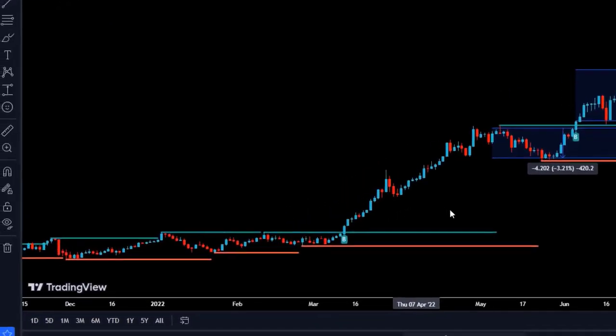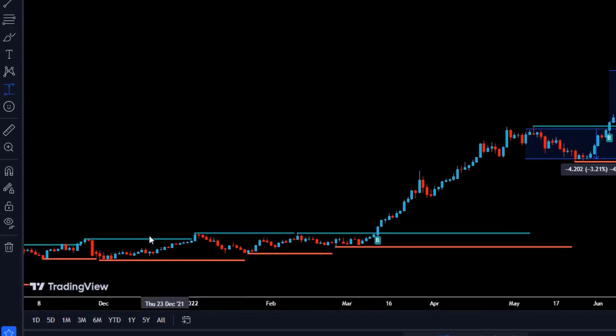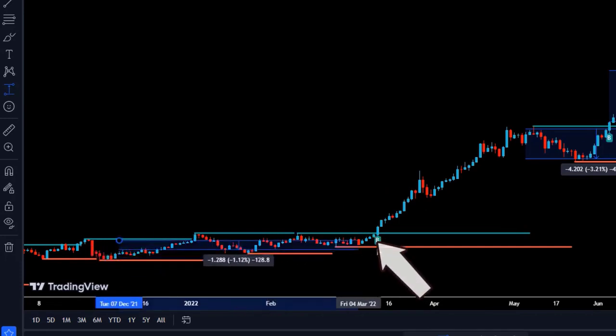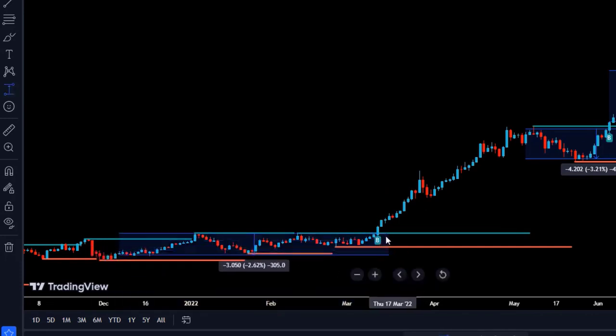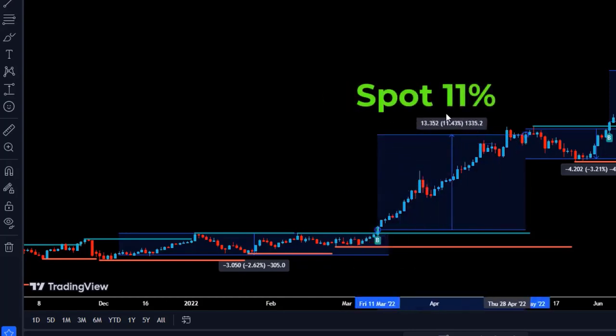Here is another example. There was another valid resisting ceiling here which had a breakout in this area that resulted in a valid buy signal. We could have gained almost 11% profit from this trade alone.